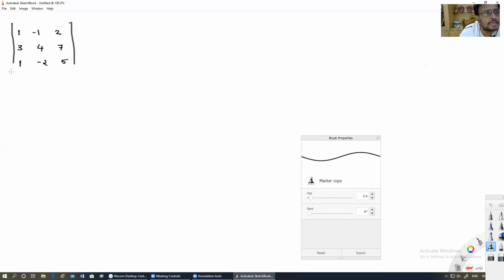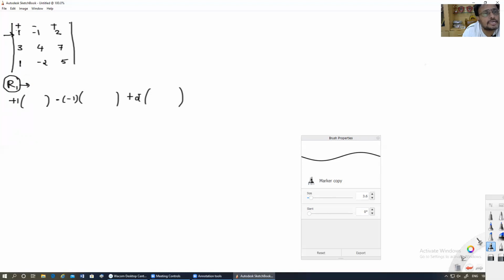First I'll expand by using R1. So from R1, I'm going to expand by R1. Here R1 means the signs are plus, minus, plus. First I write plus 1 into, with the top sign, and open the bracket. Then the sign is minus for minus 1, and open the bracket. And again plus 2, open the bracket.